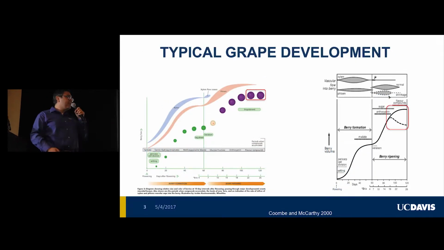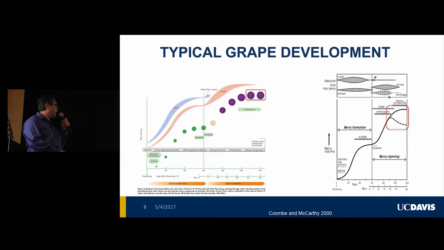Everyone has seen it a million times probably, but you have a berry formation and then berry ripening. So we usually assume that we have about 140 days to bring in the crop since flowering. So we have the double sigmoid growth curve where we have pericarp and cell division soon after setting. And soon after we start accumulating a lot of these compounds that we try to assess ripening with, such as proanthocyanidins, methoxypyrazines, and the concentration of malate.